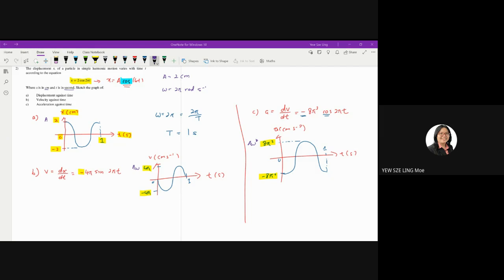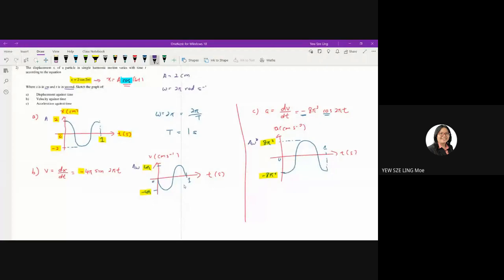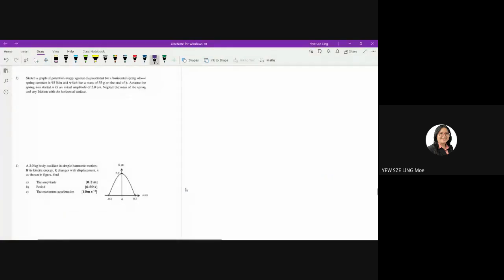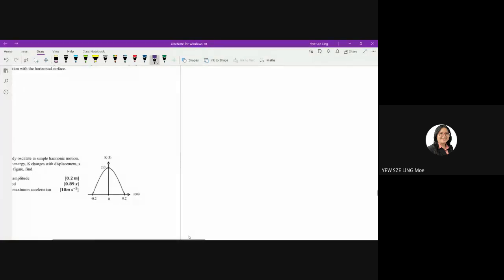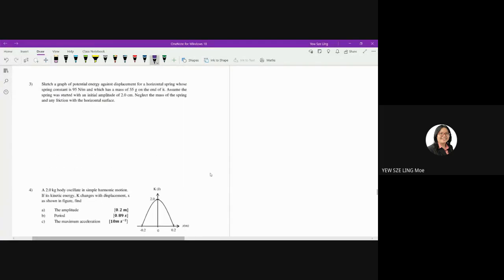All right. So let us proceed to the next question. We're going to look at different types of graph now. The next question is about energy against displacement. So sketch a graph of potential energy against displacement. So this is the graph that we're going to sketch right now.